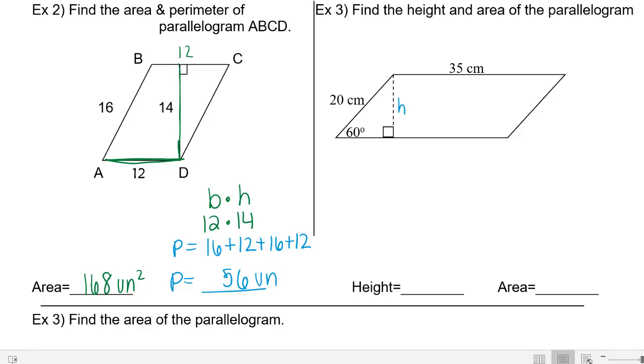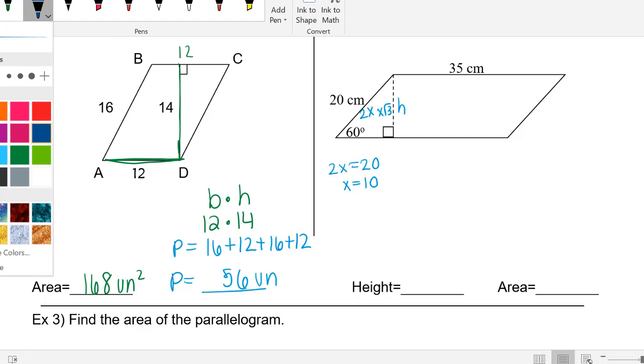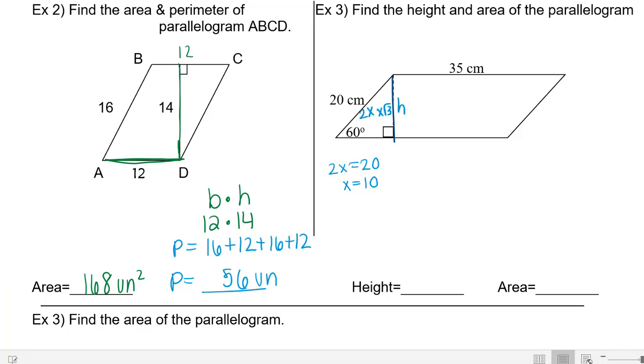So yes, we are applying our lovely SRT pattern, x, x root 3, 2x. Across from that 60, I'm assigning that x root 3. Across from that 90, I'm assigning 2x. So within that, I can solve for x to be 10, which will help me find the height of that parallelogram by just plugging in that 10 to x, so I get a height of 10 root 3.